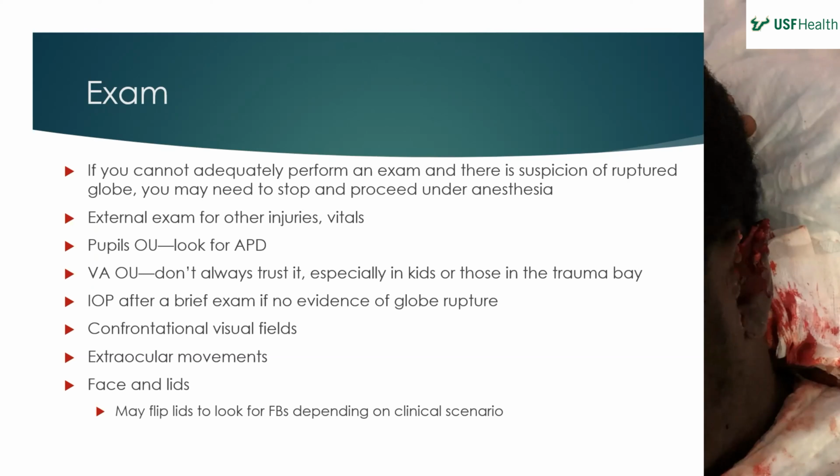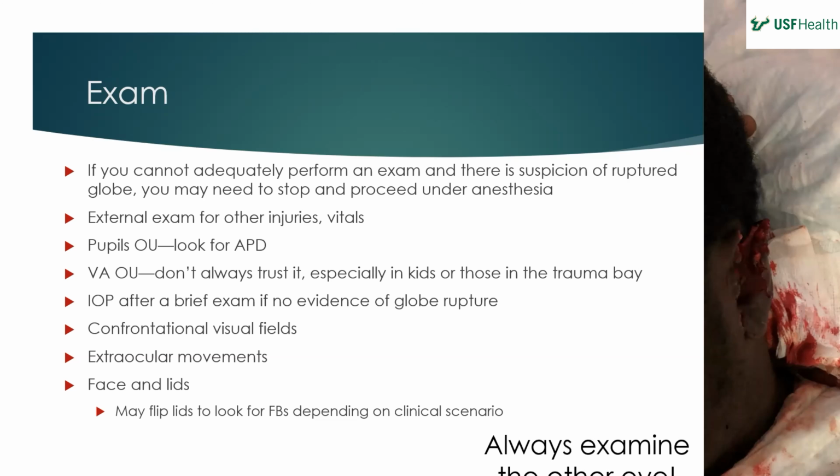Always look for the APD. Don't trust the vision, especially in patients who are in the trauma bay. They're oftentimes intoxicated, and they can be children. So don't necessarily go by that, especially if you're deciding, oh, this patient's MLP, I'm not going to remove an intraocular foreign body. They might actually have better vision than that, so give them a while and recheck it later. And if there's not any evidence of a ruptured globe, you can take a pressure, because sometimes these patients have hyphemas and you don't want to miss one thing and focus on another.